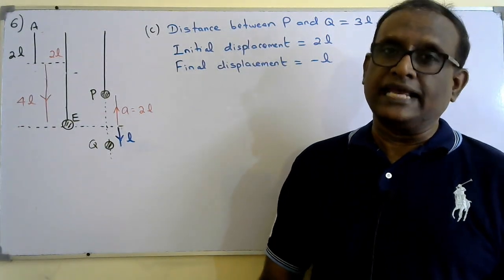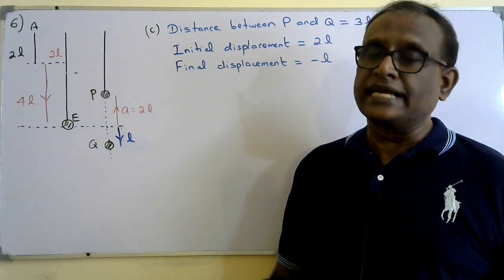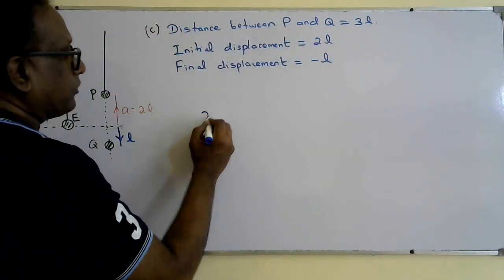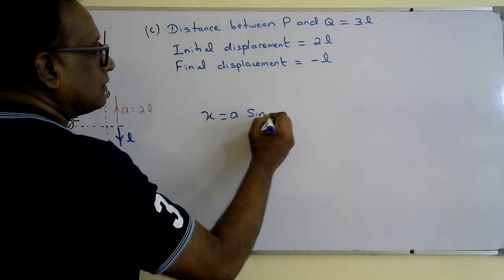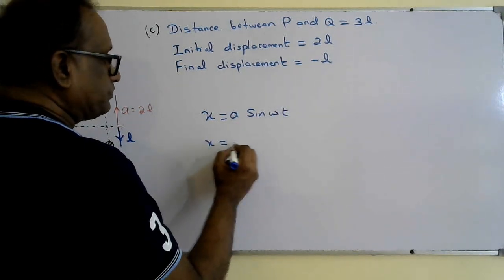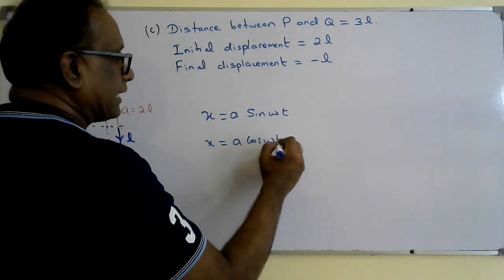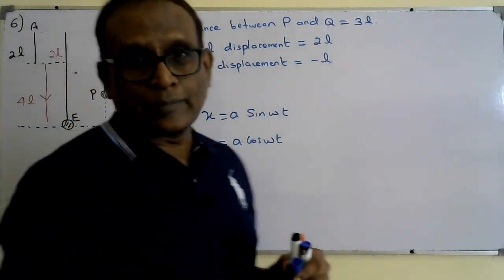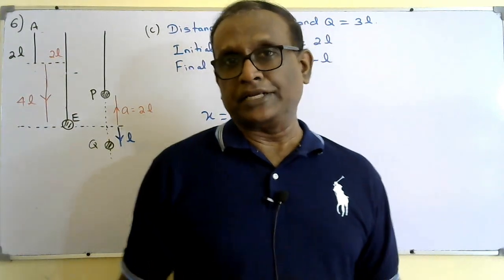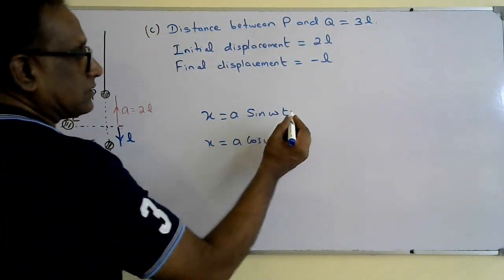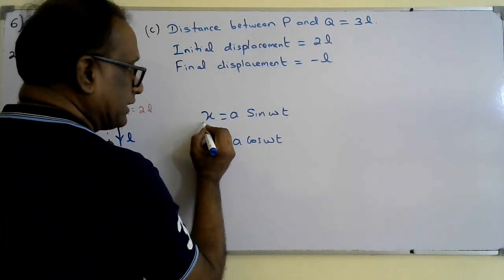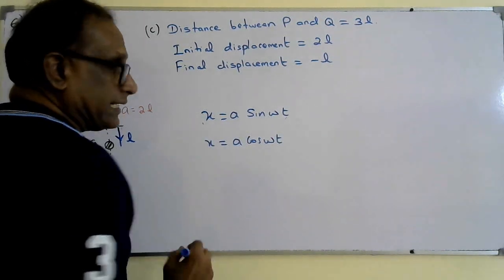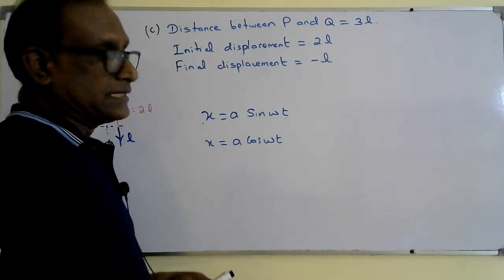We know the equations. We have two equations: x equals A sin omega t, and x equals A cos omega t. Which one are we going to use? We know the initial point is the amplitude. Initially, it is at the maximum displacement position, that is at the amplitude. So this one we use. When you put t equals 0 in x equals A sin omega t, you will get x equals 0, which means initially the particle is at the equilibrium position.